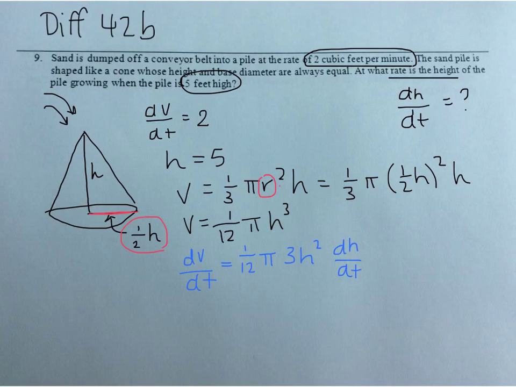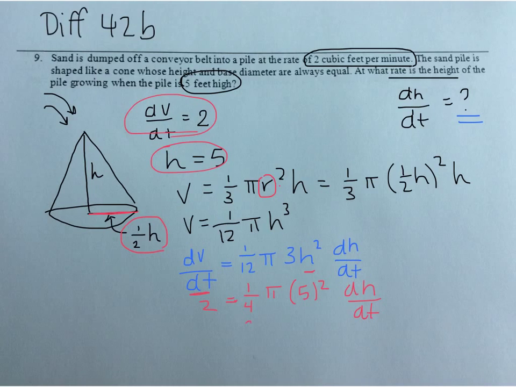And now that's what I want, right? dh/dt. And do I know everything else? I do know what h is, so that's going to be good here. And I do know what dV/dt is, so that's going to be good here. So now I can plug in and solve. So I've got 2 equals, let's see, 1/12 pi times 3 is 1/4 pi. So that's an equals. I know my h is 5, and then dh/dt is what I want.